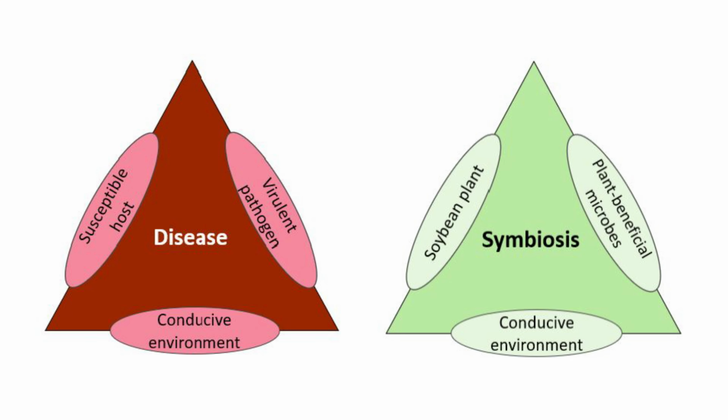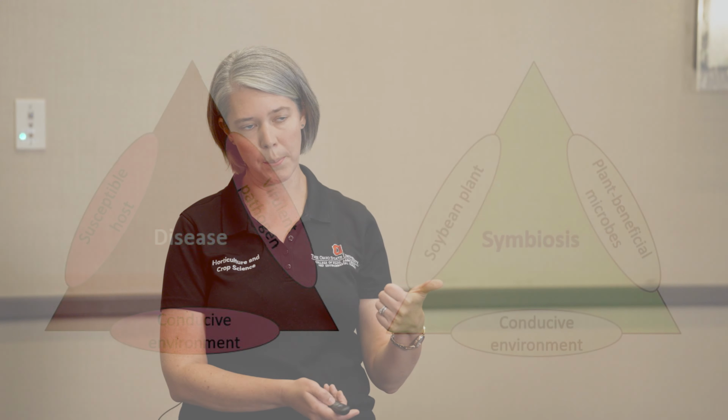The same can be true for a symbiotic relationship. So to have a symbiotic relationship between a microbe and a soybean plant, you need all 3 things to come together at the same time. You need the soybean plant in the field, you need the plant beneficial microbe, and you need the conducive environment. And not only do you need that plant beneficial microbe on your seed, you need it to be alive.